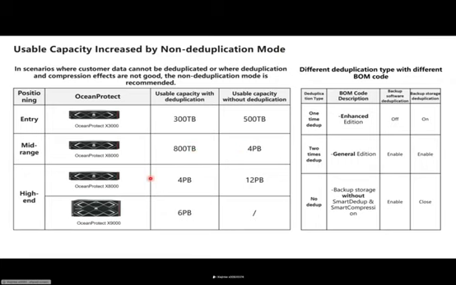For the X8000, it's the same. Without the deduplication feature enabled, we can support up to 12 petabytes. Okay, this is a difference.